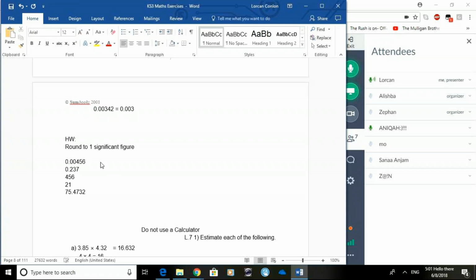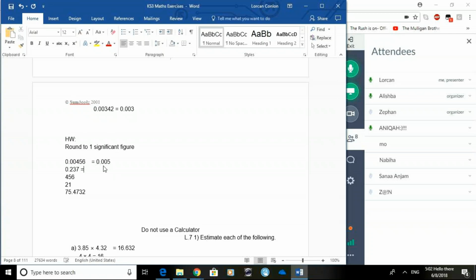What was this to one significant figure? This first number, 0.00456. What's that to one significant figure? 0.005. 0.005, exactly. So to one significant figure means we're going to be cutting off there, so we're going to be cutting those numbers away. And because the first number here is a 5, that means we round up. So it becomes 0.005.